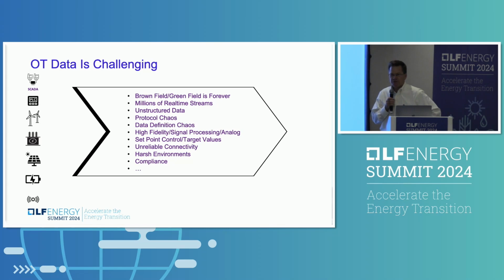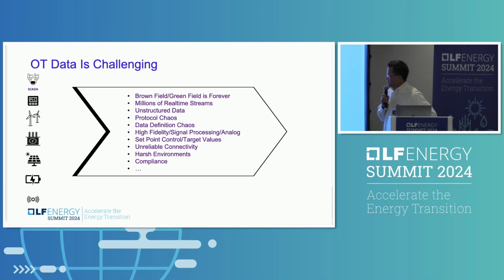Most IT people don't deal with millions of real-time streams. They don't even understand what a tag is. They don't understand that it didn't even come with units. And they don't understand that it doesn't have a schema. And they didn't understand that engineering and maintenance and operators think about the exact same tag quite differently. So they fight over what the schema should be. I mean, that's bizarre to an IT person to even think about.